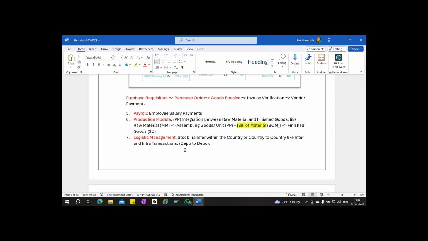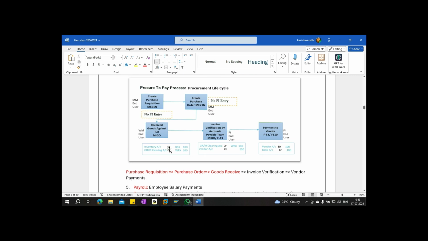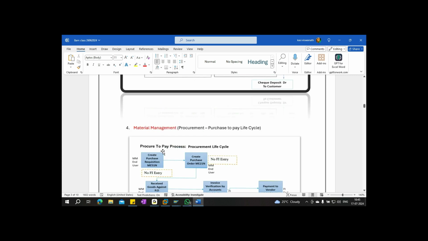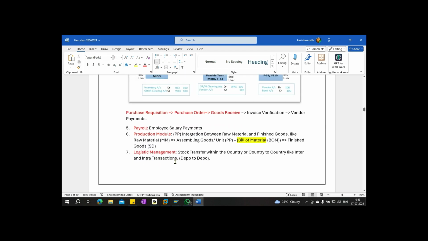So what are the major functional modules we have? Finance module, controlling module, sales and distribution, material management, payroll, production, and logistic management. These are all the major functional modules.